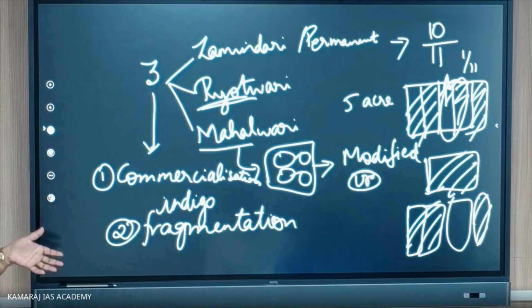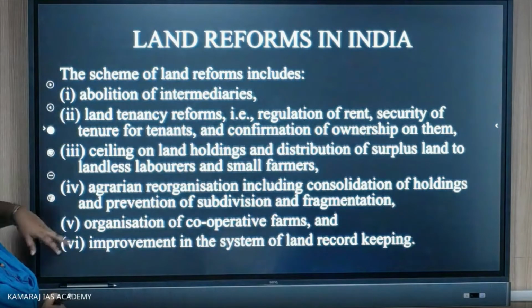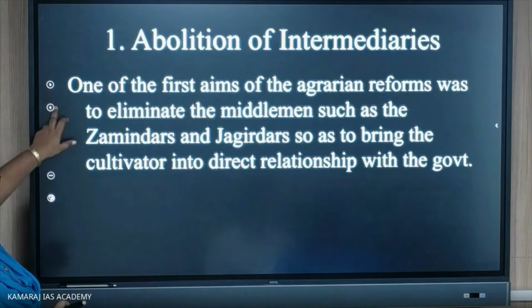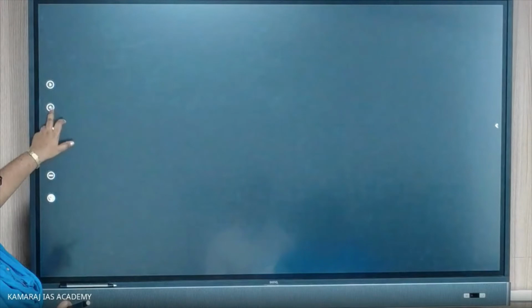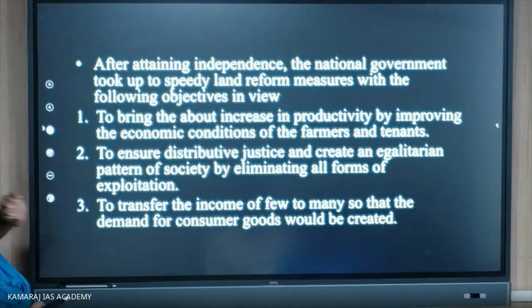On the social side, if you see, the lifestyle of farmers was not very good. So, see, after attaining independence, we had three major aims, the Indian government.